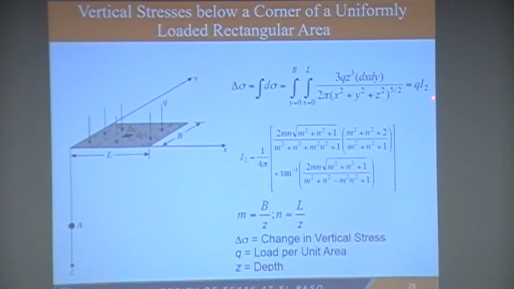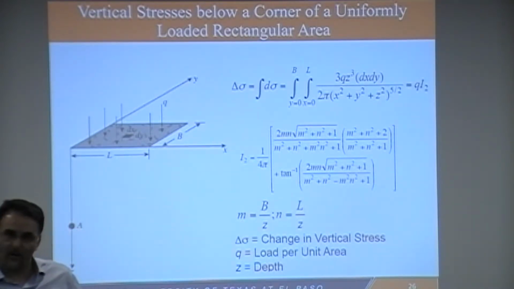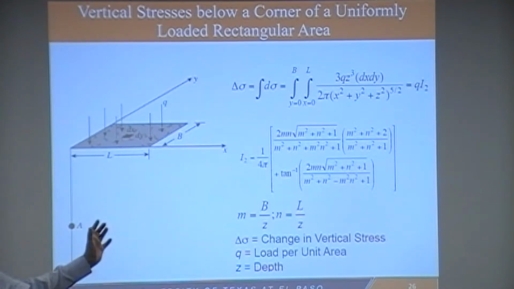Now the challenge here would be calculating this I2 value that we have here, which as you can see, is a function of B over Z. That would be B. Z would be the depth that we are interested to calculate the stresses at, and L over Z, which would be the length of the footing over Z. So you have the normalized values of M and N, and you end up with this monstrosity here. Right? So in order to do the calculations here, what you can do is you can use graphical methods.